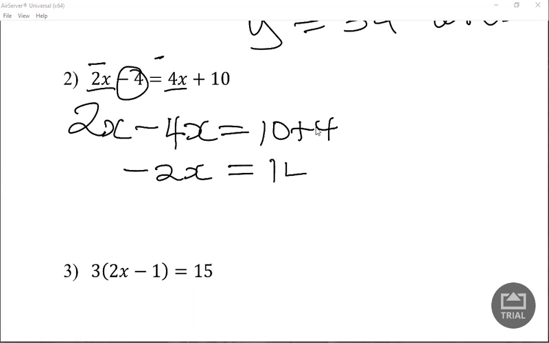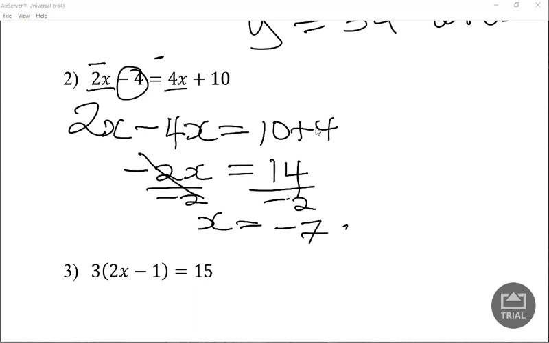So now we have to divide by negative 2 to make x stand alone. So x is equal to positive 14 divided by negative 2, which works out to negative 7. So the value of x would be negative 7.